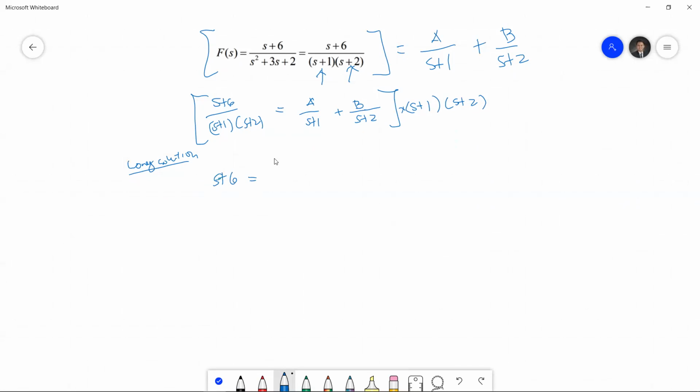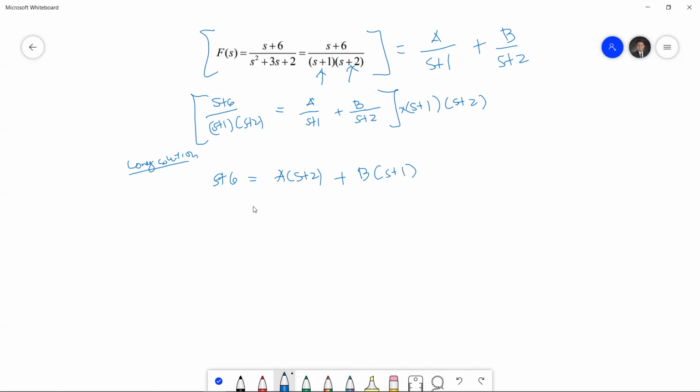Okay? So, equals din siya sa dito, this one. So, a multiplied by s plus 1 over s plus 1 multiplied by s plus 1, s plus 2, makakancel yung s plus 1. Therefore, ang natitira na lang is a s plus 2. Tama po ba? Okay. Next is this one, b. Okay. So, magmumultiply ka ng b over s plus 2 sa s plus 1, s plus 2. Makakancel yung s plus 2. Therefore, matitira is s plus 1. Okay. Diba? Yan yung solution.